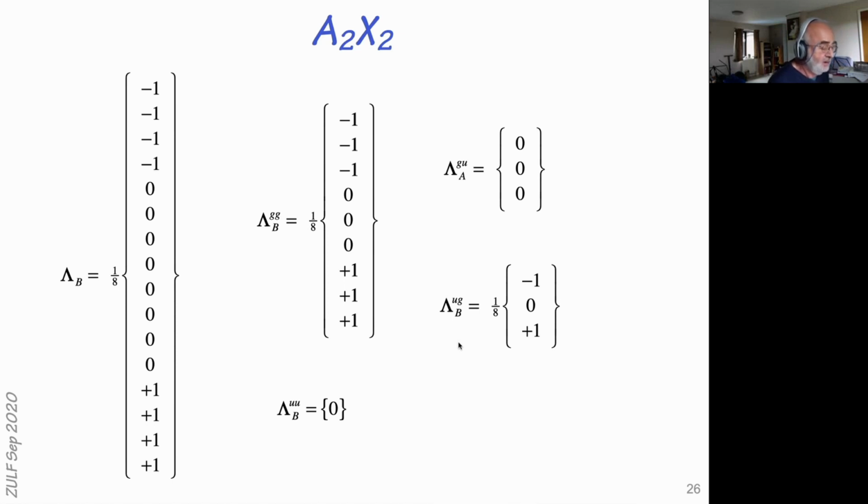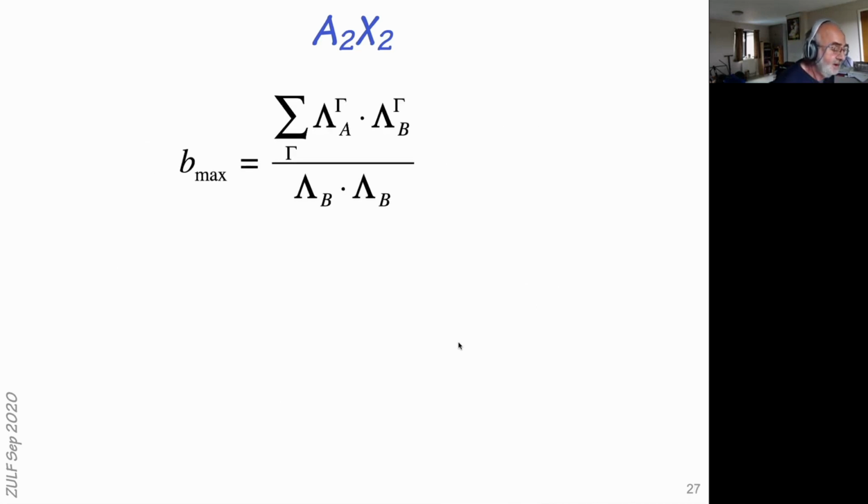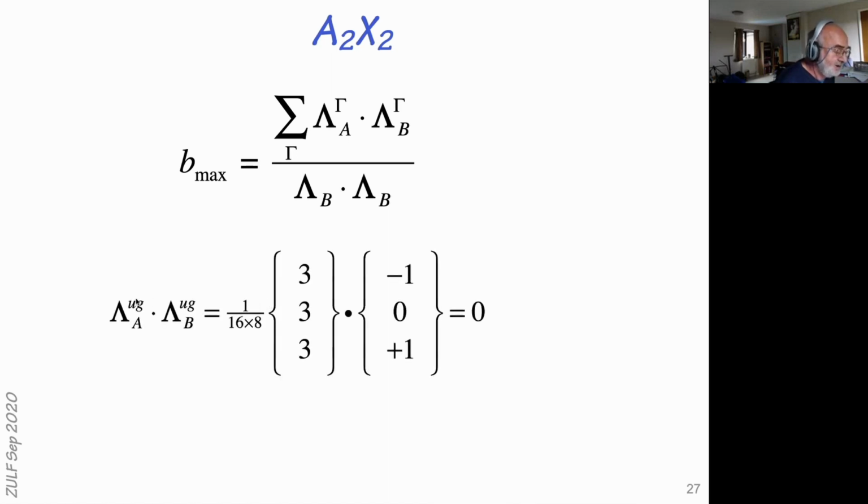And we can now do this construction where we combine these eigenvalue vectors to determine the largest possible transfer you can have by summing the dot product of the eigenvalue vectors over the IREPs. And for example, one of these terms, the UG term, if we just lift out the vectors from the previous slide, the A eigenvalues are just 3, 3, 3, repeated three times. And the UG, the B eigenvalues are -1, 0, +1. And the dot product of those two vectors is 0. And the same happens actually for all of the four IREPs. So the total transfer you can get is 0 in this case. In other words, you can't transfer any order.